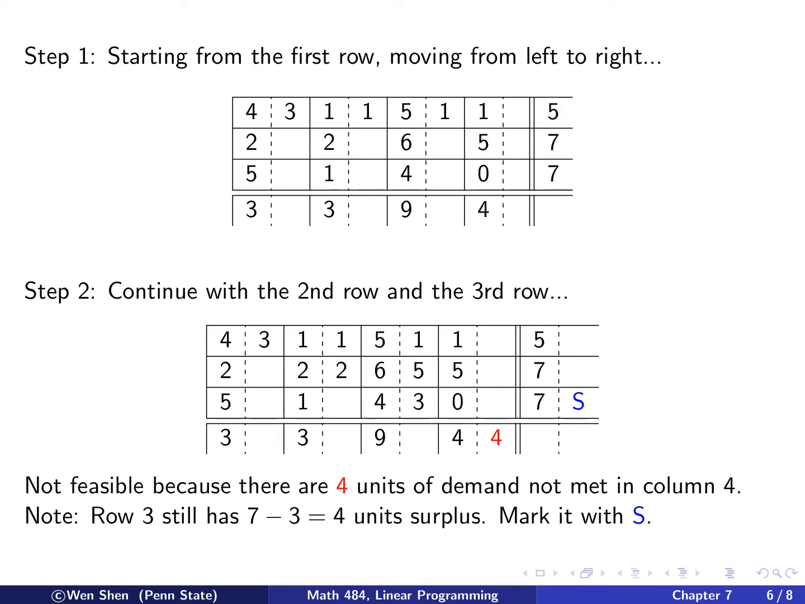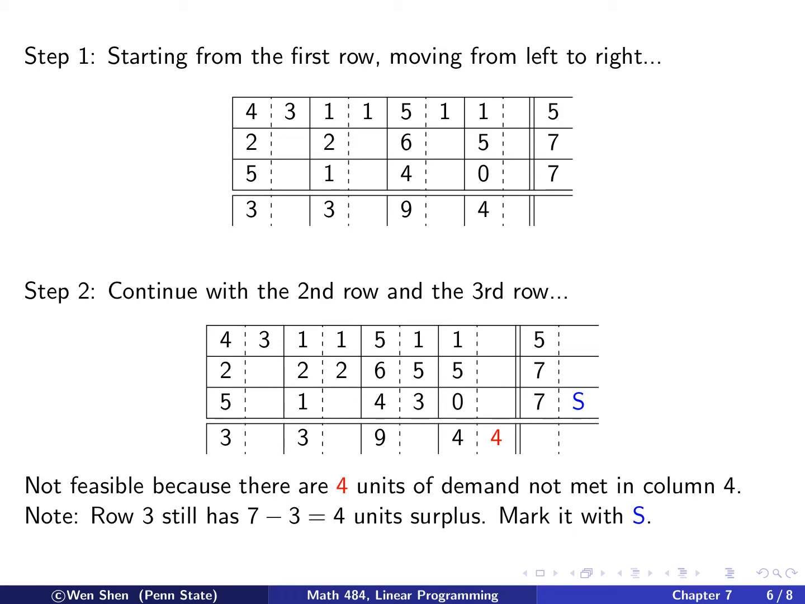So first, let's look at the 3 warehouses, O1, O2, O3. Are there any surpluses? We know this is all shipped out and this is all shipped out, but for the 3 here, 7 units, only 3 units are shipped, so there is surplus. And then we mark it with an S. Okay, so this is marked in blue.